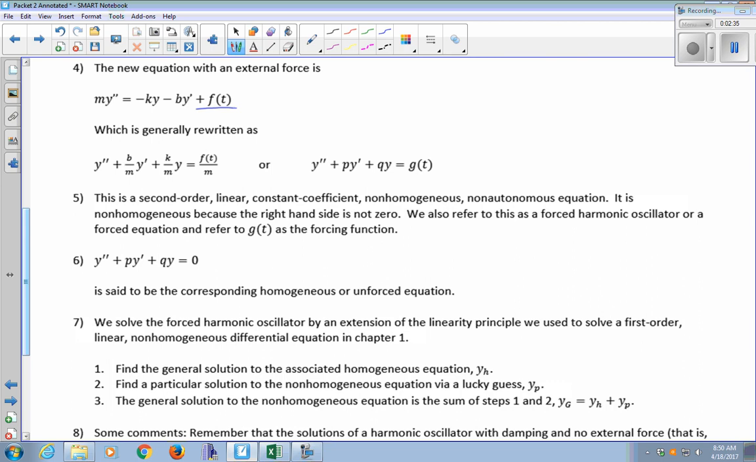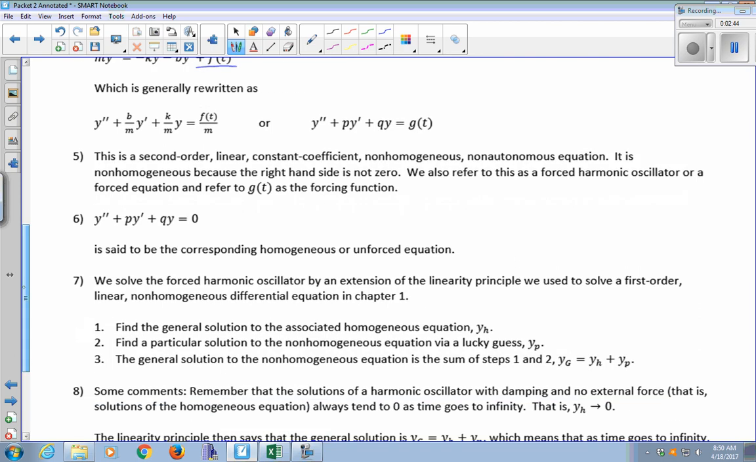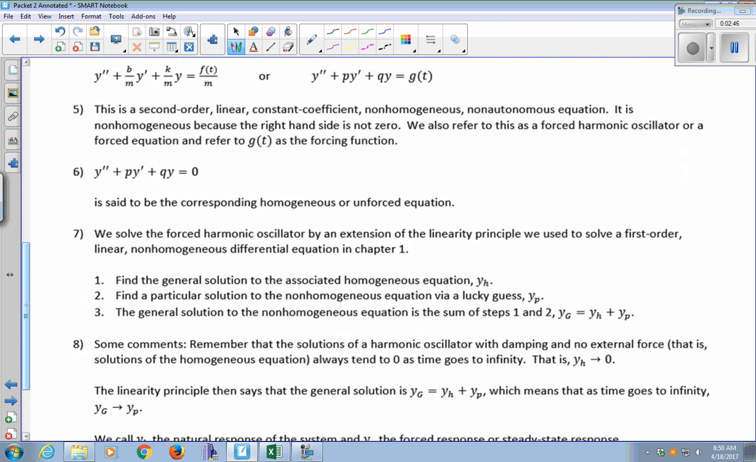And we refer to this equation as a forced harmonic oscillator or a forced equation, and g of t is the forcing function. If you just drop the g of t and replace it with a zero, that's the corresponding homogeneous or unforced equation. And you solve the forced harmonic oscillator exactly the way we solved non-homogeneous equations that were first order.